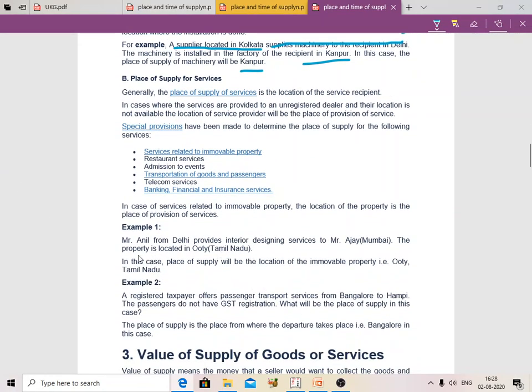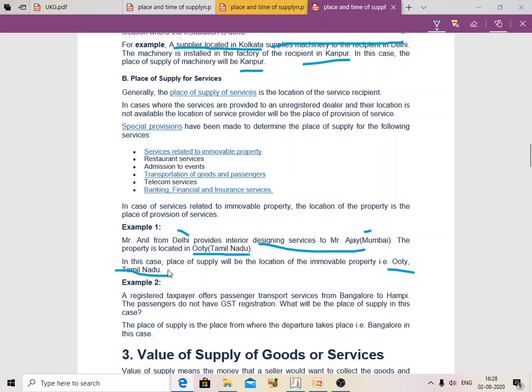Mr. Anil from Delhi provides interior designing service to Ajay in Mumbai. So it's Delhi to Mumbai, two states, and the property is located in a UT. See, three states. Anil is the service provider, and the service receiver Ajay is in Mumbai, but the property is located in Tamil Nadu. So in this case, the place of supply will be the location of the immovable property, that is Kolkata.